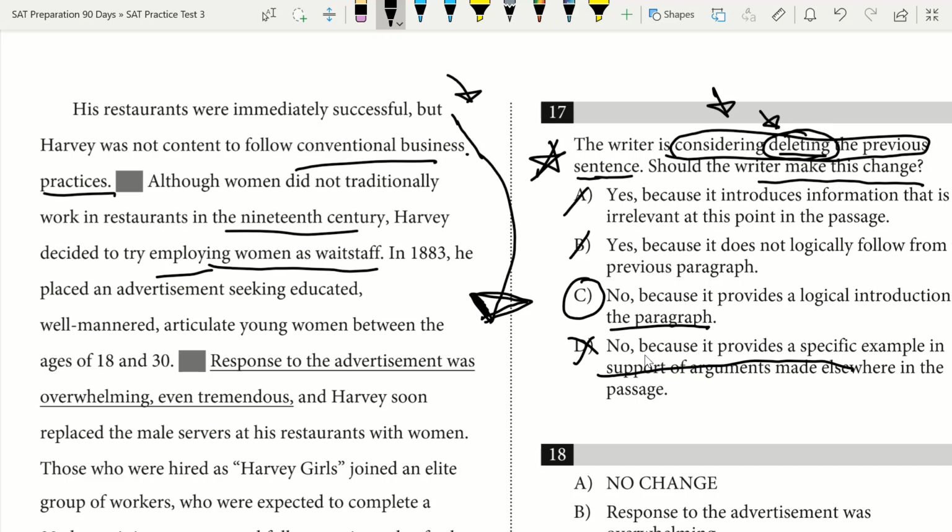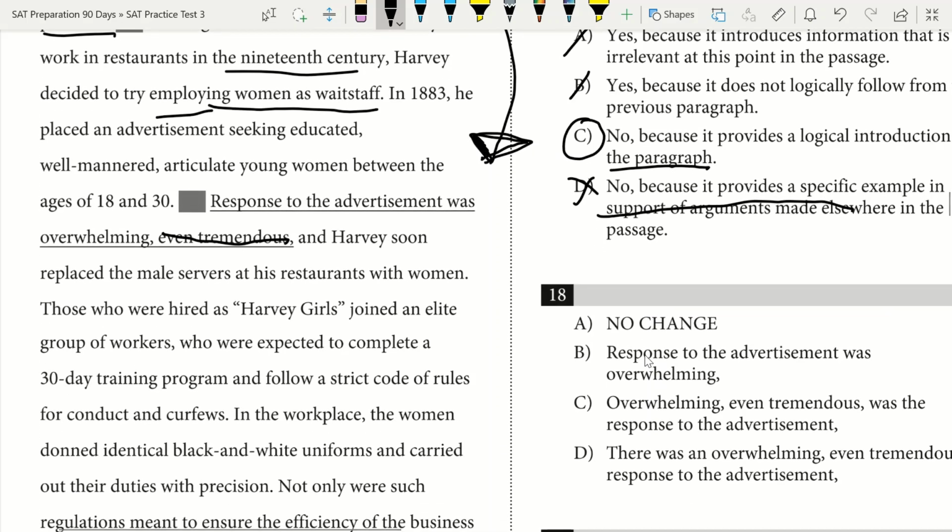All right. Response to the advertisement was overwhelming, even tremendous. I know I have to get rid of at least one of these between overwhelming and tremendous because they mean two similar things, and I only want to use one because otherwise I'm being redundant and repetitive. So I look at my options. I see C has both of them, so C is incorrect. I see D has both of them, so D is incorrect. I see that A has both of them, so A is incorrect, but B has only one, so B is going to be my correct answer there because we avoid repetition and redundancy.